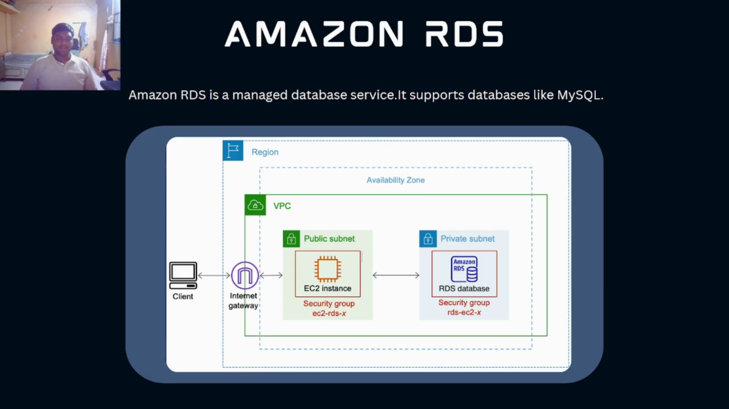Next type is RDS. Amazon RDS is a managed database service. It supports databases like MySQL. Clients connect to AWS through an internet gateway. Inside a region, a VPC acts as a private network. The EC2 instance is placed inside a public subnet, accessible from the internet. EC2 communicates with RDS securely inside a VPC. Security groups control access between EC2 and RDS.